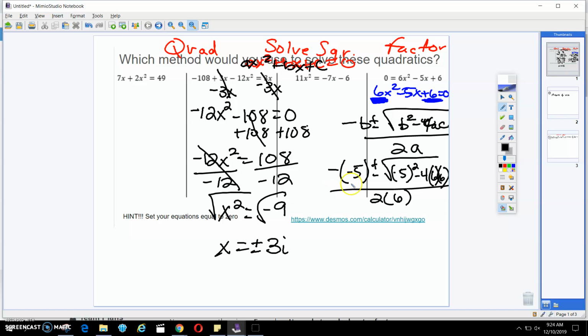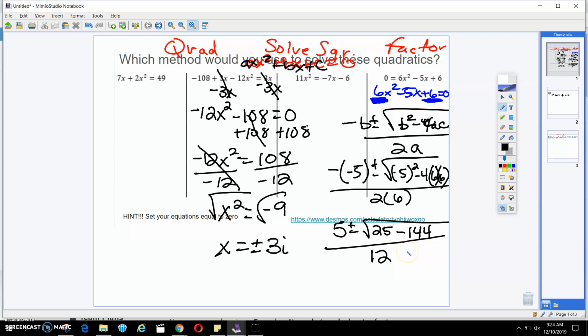Okay, so let's take the outside first. So we've got this negative and a negative. That's going to be a positive. And then underneath the radical, this negative 5 squared is going to give me 25. Negative 4 times 6 gives me negative 24. And then negative 24 times 6. What is it? Negative 144. This would be negative 144, all over 2 times 6, which is 12.